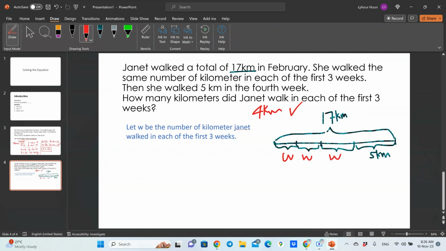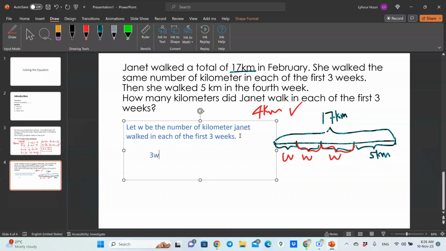So this distance is w, this distance is w, this distance is also w, right? So w times 3 plus 5 equals 17. So the equation we write is 3w, or w times 3, plus 5 equal to 17. Okay, this is the equation that we want: 3w plus 5 equal to 17.